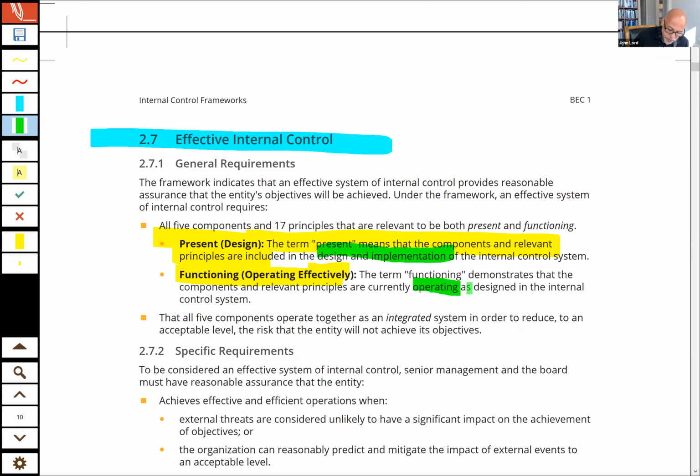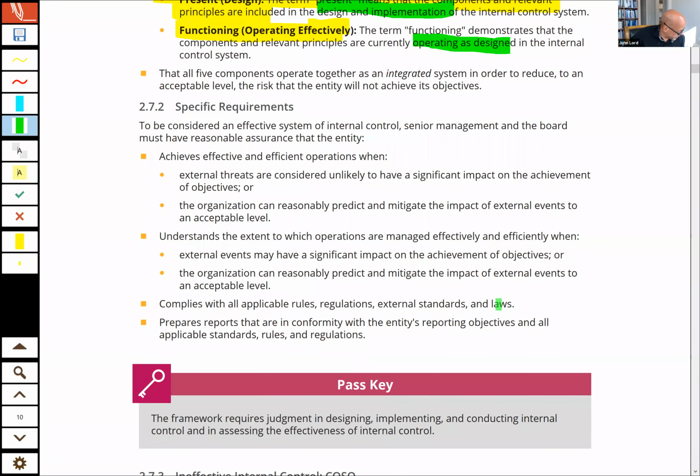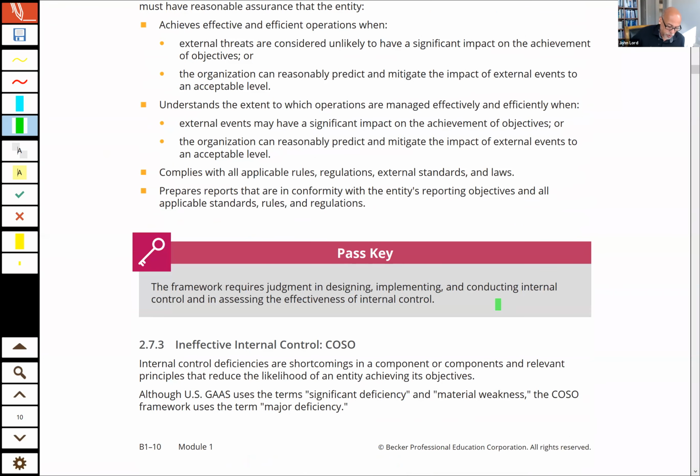So really, these are things that management should be doing as well as auditors. Management and the board of directors should be looking at the design, seeing that those controls have been implemented. Then having the internal auditors maybe go and do some testing to see if there's operating effectiveness, and then feeding that result, which could be on an ongoing basis or a standalone project, back to management and the board of directors. Okay, all right, good. Now come down and let's take a look at effective internal control under COSO.